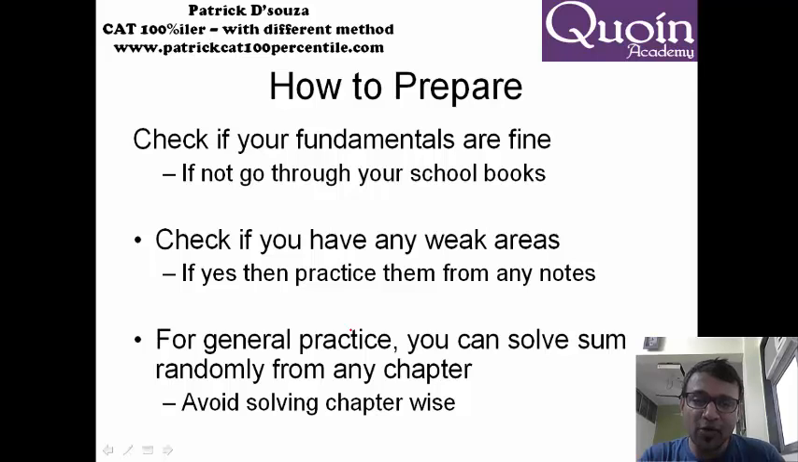The next step is, if you feel that you are okay with all topics, then for general practice, take random sums from different chapters. You can avoid going chapter-wise, because when you go chapter-wise, you become quite mechanical while solving. You take a chapter, you mug up a formula, and then you try to solve the sums based on that formula. That doesn't help, because in the examination the sums will come from multiple topics all jumbled up. You should be able to apply any concept to any sum, so it makes sense to solve randomly from different chapters as far as possible.